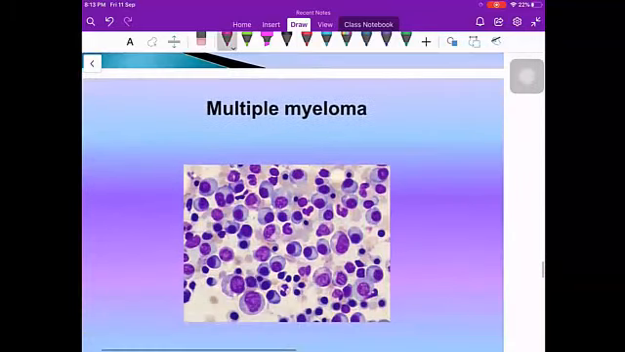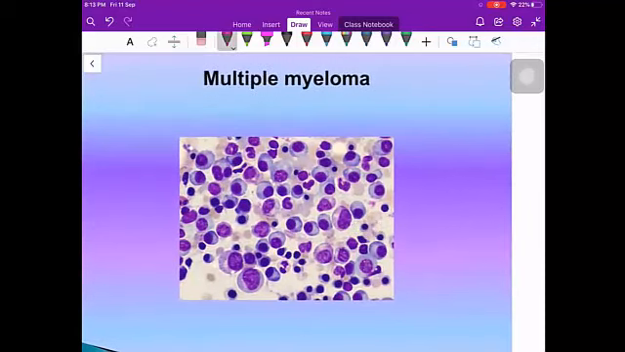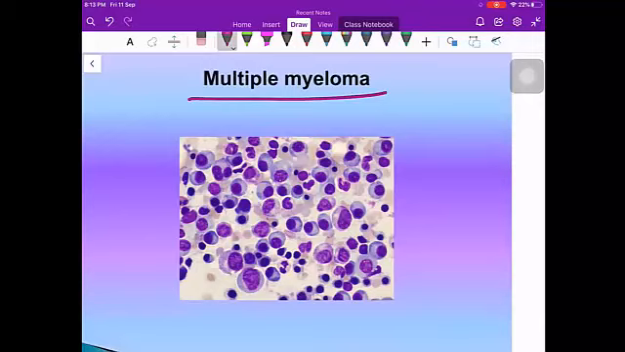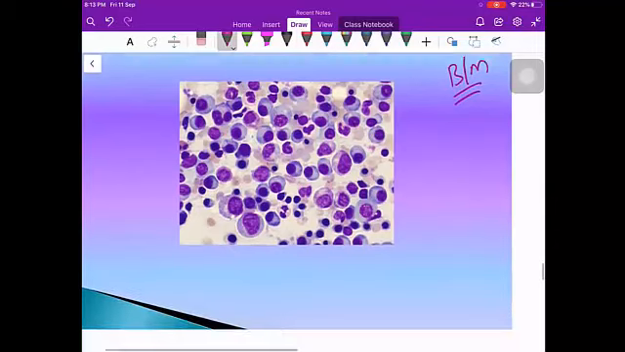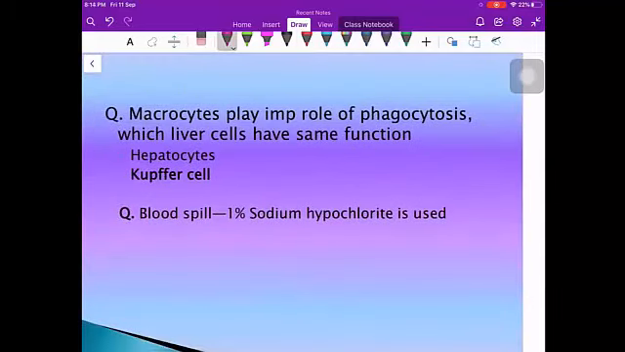Next, there was a pathology question and there was an image correlating with multiple myeloma. A bone marrow was done, so it is an image showing multiple myeloma. Macrophages play an important role in phagocytosis; the same function is seen in the liver. So which liver cells have the same function? So this is a straight question. Some very, very simple and straight questions I have just compiled at the end.